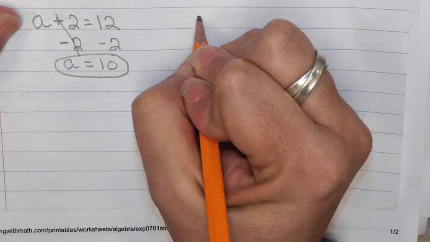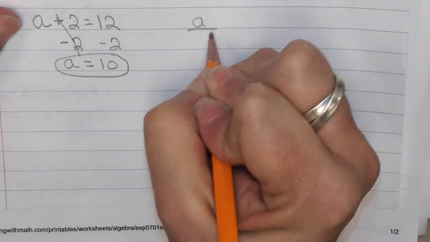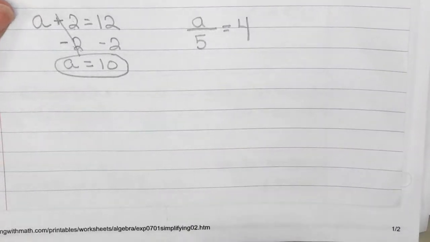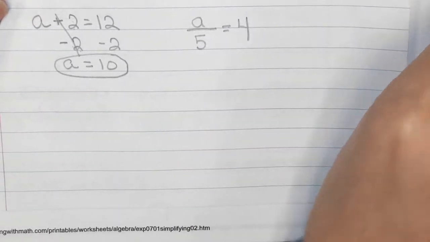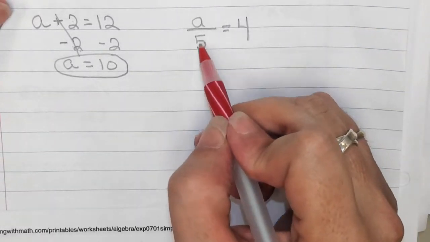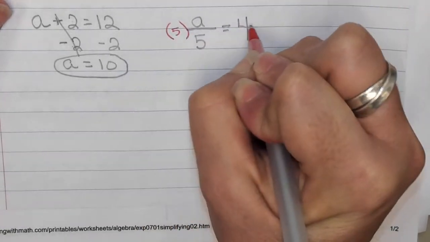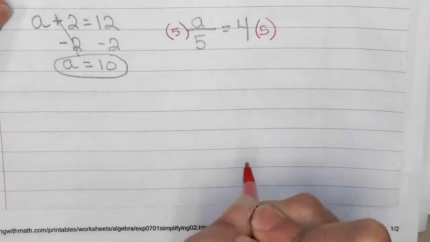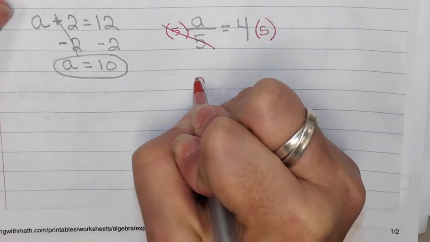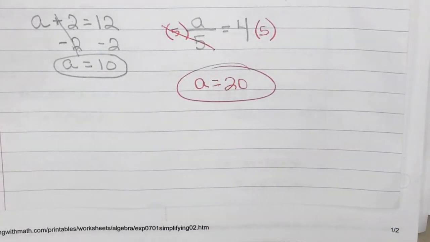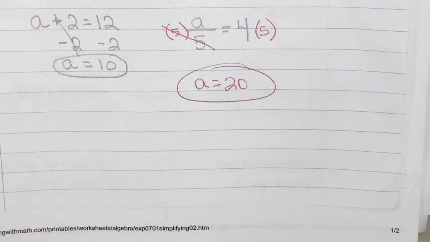Let's say you have this one. If it's divided by 5, the opposite is multiply by 5. These get to go away, and 4 times 5 is 20. Notice I'm still going down the paper, kind of like in that B. That'll kind of help also, okay?